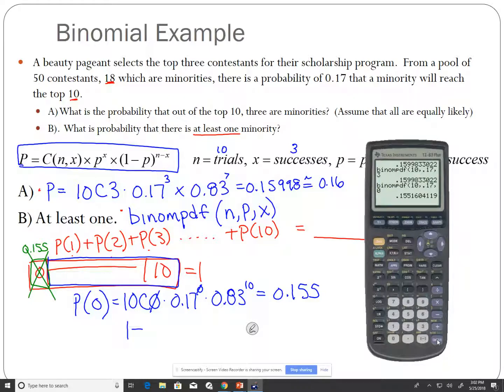I know that the probability of 0 is 0.155, which means the probability for the rest of the possibilities, which is 1 minority, 2 minority, 3, all the way up to 10, must be 0.845. It's in between 0 and 1. It makes sense to me, and so I am going to call it good.